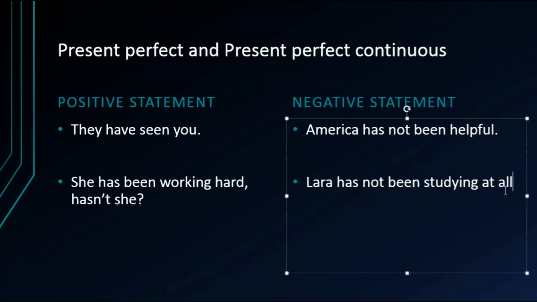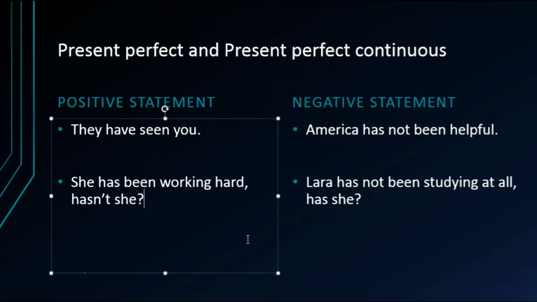Lara has not been studying at all, right? Oops. Why does it keep happening? Okay, Lara has not been studying at all. Has is my helping verb. Because it's negative, it's going to be positive. Has Lara. Lara is a girl. So has she? Has she, right? Has she?